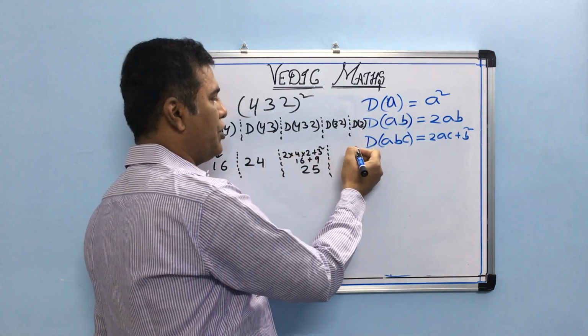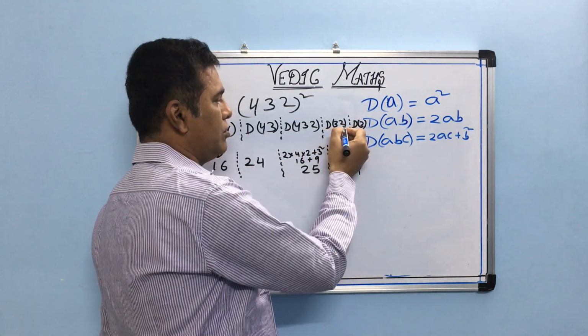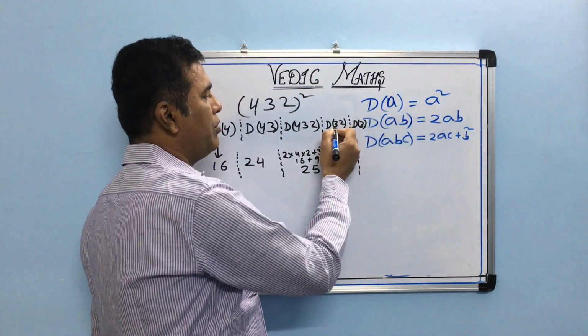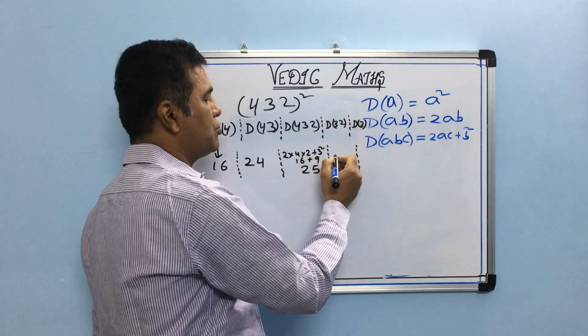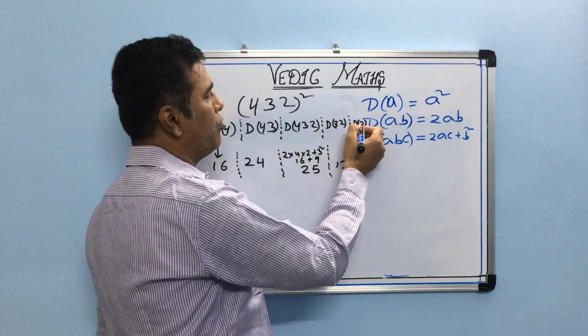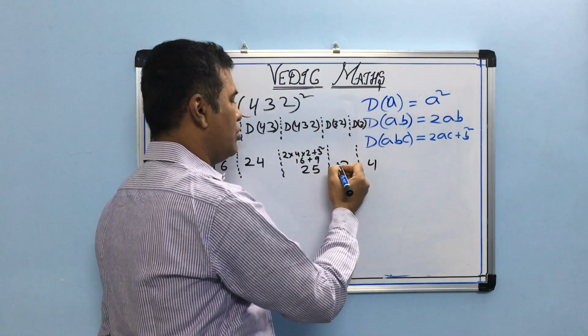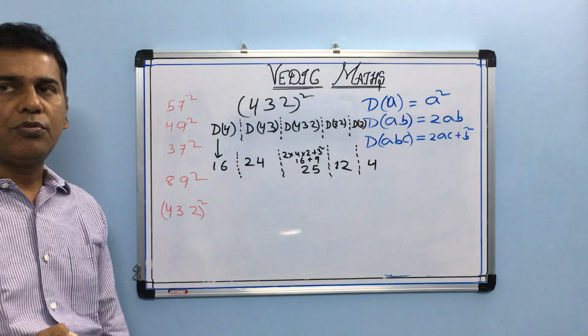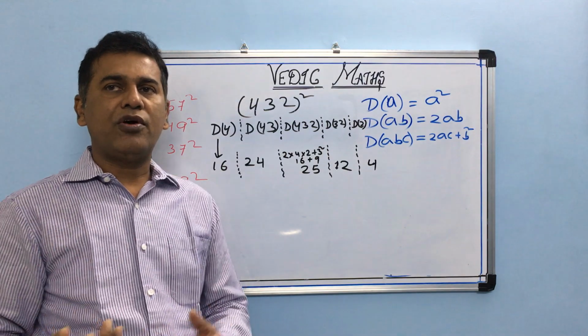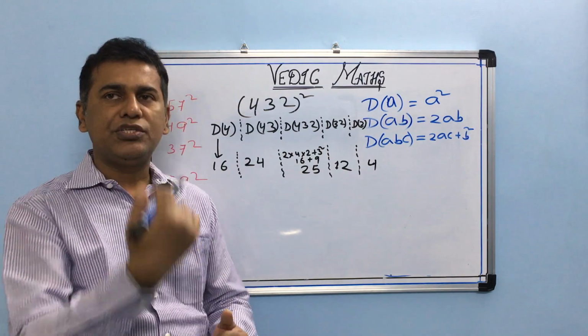Then duplex of 32, a 2-digit number, that means simply 2AB. So 2 into 3 into 2. So 3 into 2 is 6, and it's twice, that is 12. And duplex of 2, that is 4. So in this way, first of all you have to write the duplex of all the groups. And then the process is same. From every group you will bring one digit down.